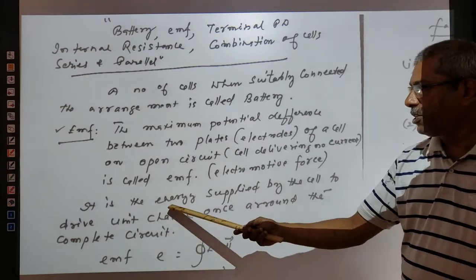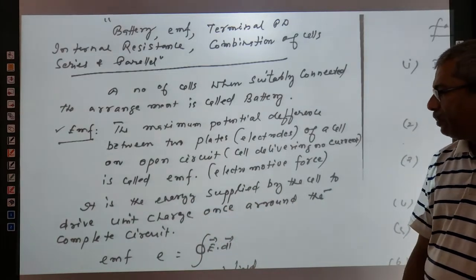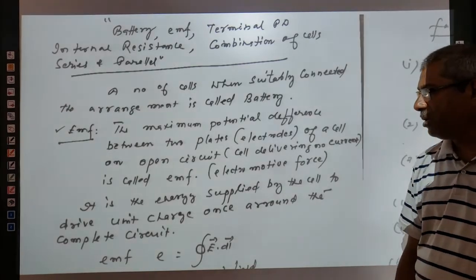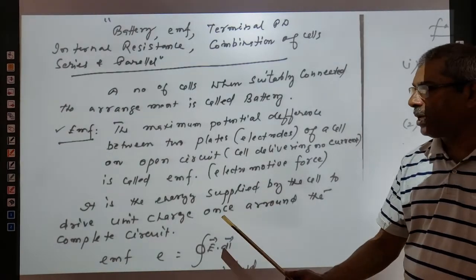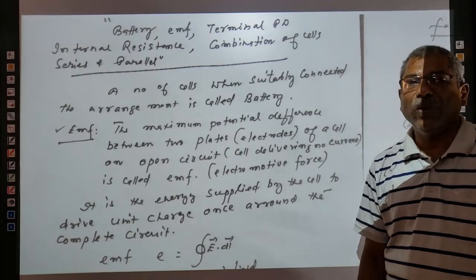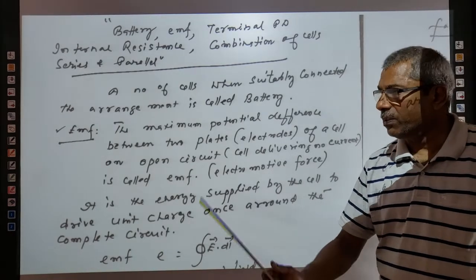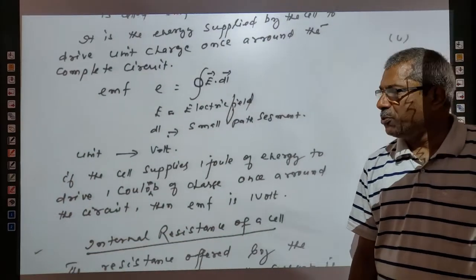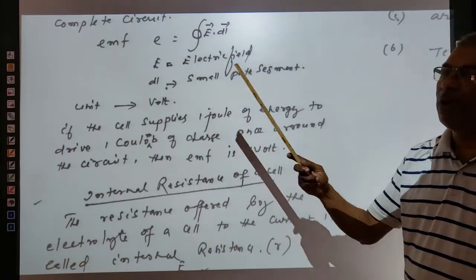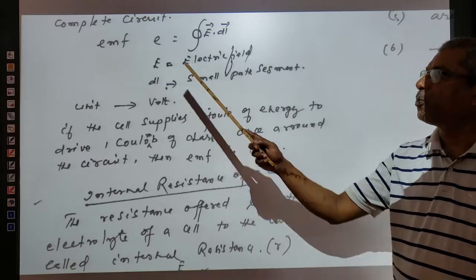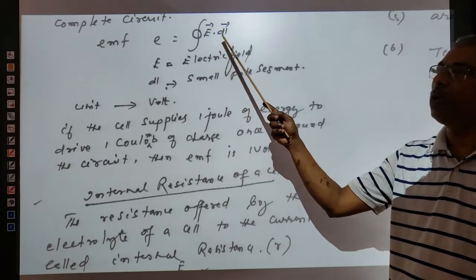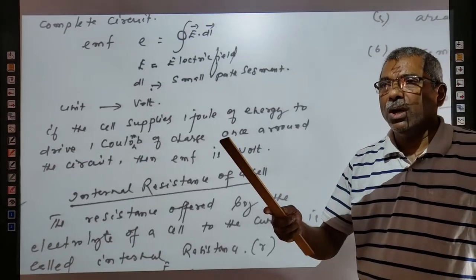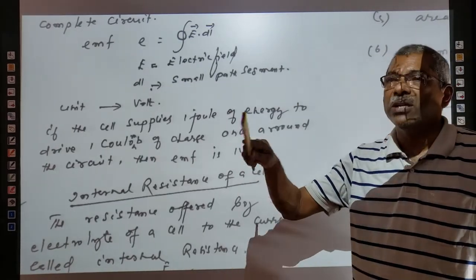It is the energy supplied by the cell to drive unit charge once around the complete circuit when external resistance is equal to 0. This is what is called EMF of a cell. EMF is measured in terms of volt only. Expression for EMF is this one, because E dot dl we know is potential difference, potential difference through the entire complete circuit.